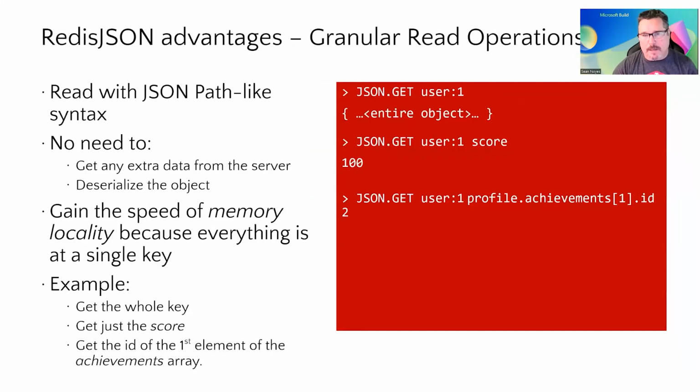It's a single command. We didn't have to pull that document down and push it back up. So the reads also operate this way. They're very granular. You can get the entire object, or you can get one individual part of that object. In this case, we're looking at user one, profile.achievement, the first element in the array, and we want the ID for it. So you can get very granular in even your read operations.